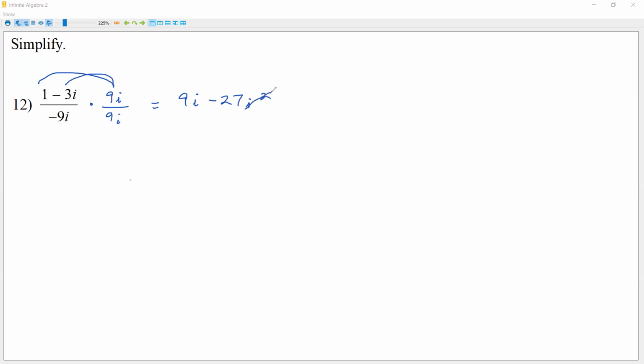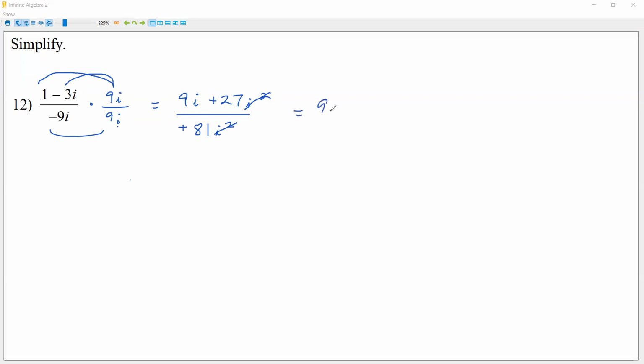Anytime you have i squared, you mark it out, change the sign to the opposite. So that becomes a plus 27 over negative 9 times 9 is negative 81. i times i is i squared. Once again, mark out the i squared, change the sign to the opposite. So I've got 9i plus 27 over 81.